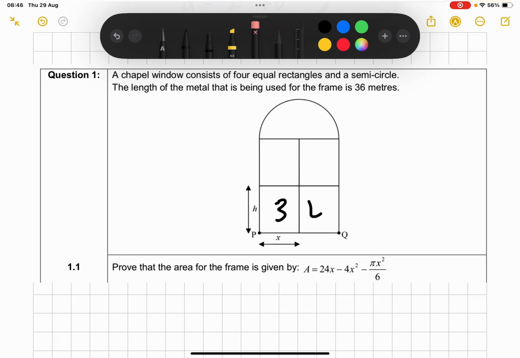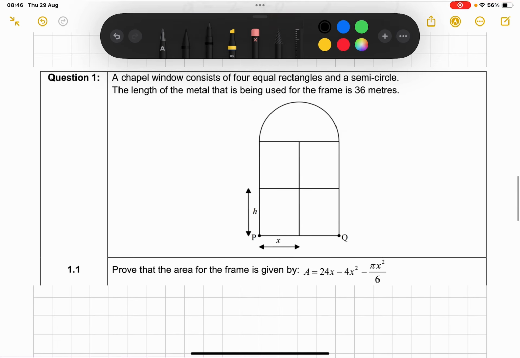That's just a bit messy though, so I'm going to erase all this. One thing that I should say, for future, this radius, I'm not going to refer to it as r from this point. I'm going to refer to it as x, just because it's the same length as this over here.